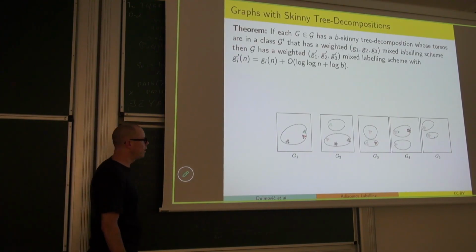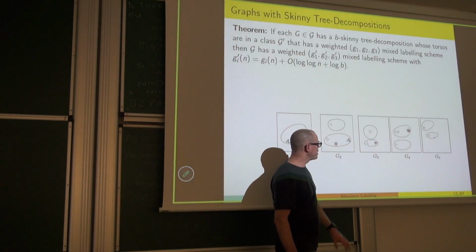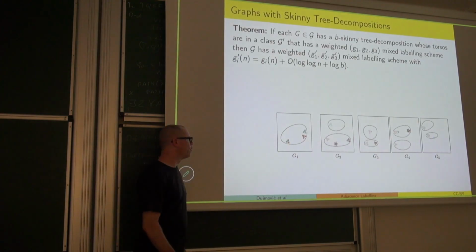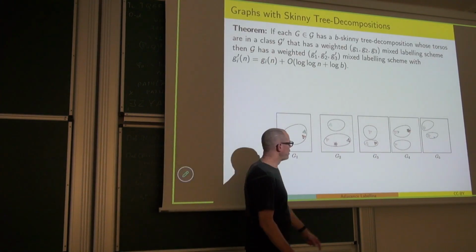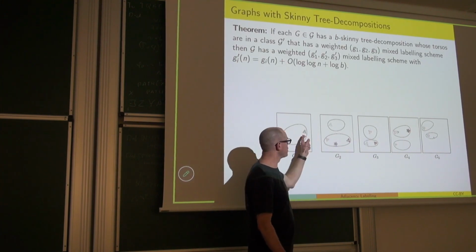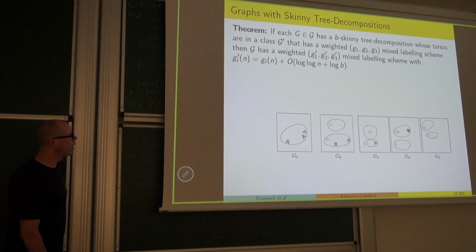All right. Inside of each of these things, we can come up with a mixed labeling scheme for the graph inside each of these boxes. That doesn't solve everything because there's a vertex down here that could be adjacent to a vertex up here. We still have to deal with that. How do we deal with that?